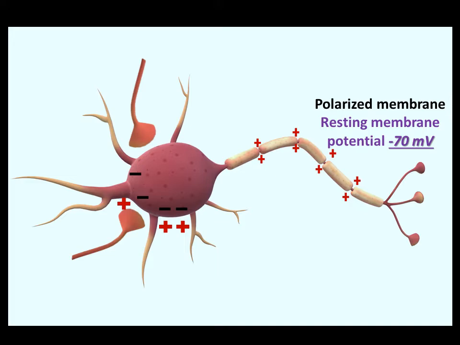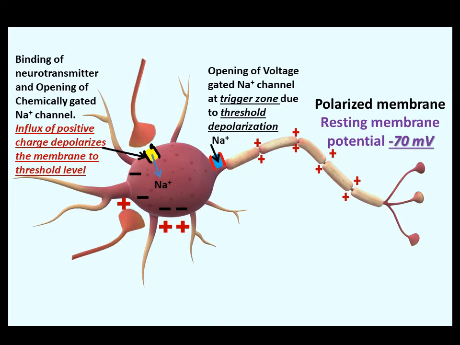At resting conditions, membranes are polarized and the potential difference is called resting potential, which has a value of minus 70 millivolts. The neurotransmitter binds to the receptor and opens the chemically gated sodium channel on the postsynaptic membrane. Sodium entry into the cell causes membrane depolarization. Such depolarization is locally or graded.